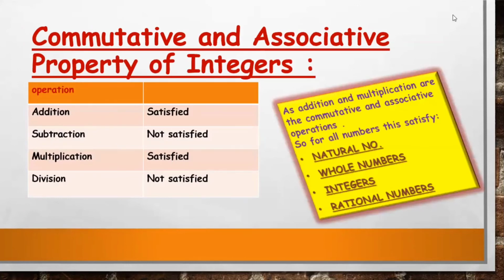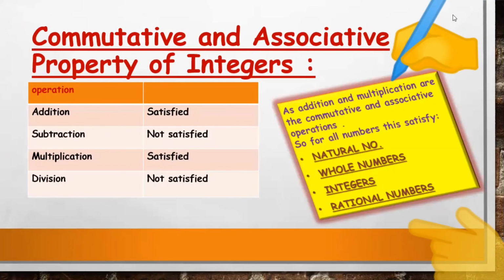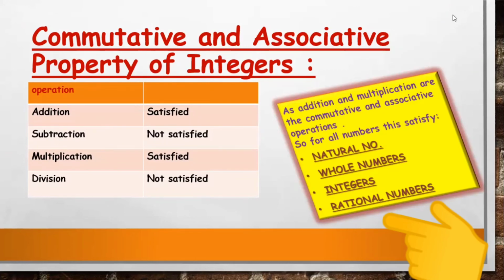So from this we can conclude that for addition and multiplication, both the commutative and associative properties are satisfied, and for subtraction and division they are not. Just remember one thing: if a particular property is satisfied for addition, it will be satisfied for multiplication also, because multiplication is nothing but repeated addition. And if it is not satisfied for subtraction, then it will definitely not be satisfied for division also.